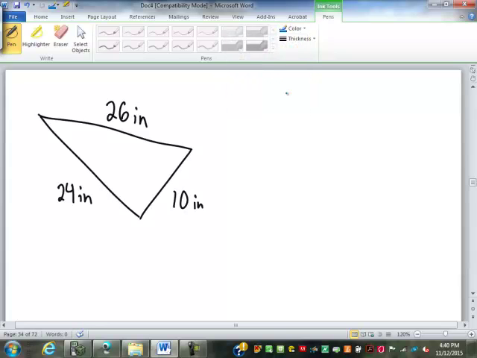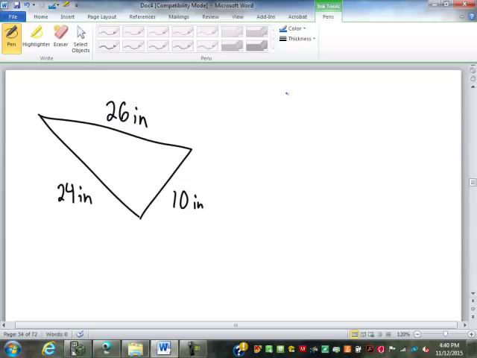What's missing on this one? The little square thing saying there's a right angle. Does that mean we can't find the area? There's no right angle? It just means I didn't want to tell you, right? There might still be a right angle there, but it's not indicated. How could we tell if there's a right angle there?